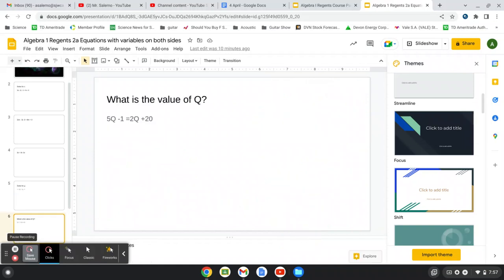Okay, so sometimes you'll see it says, what is the value of Q? Or whatever. It doesn't really matter. Same way. Right? So doing these over and over again, just so you get it.